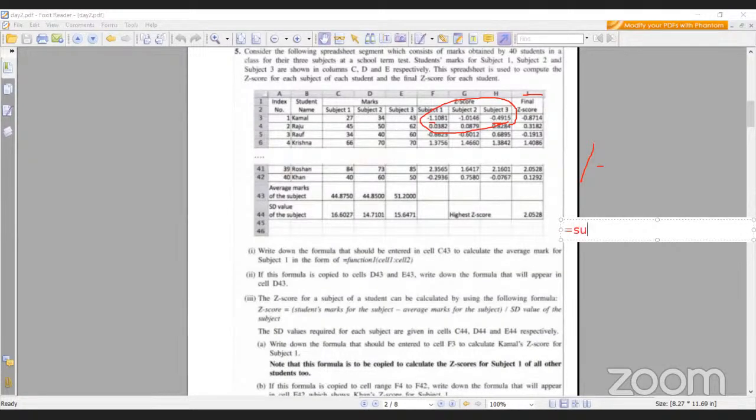Equal sum F3 to H3. This is the total you are getting. Right? Again, you are dividing it by count F3 to H3, where the count is 3 numbers. This is how you have to write the function.